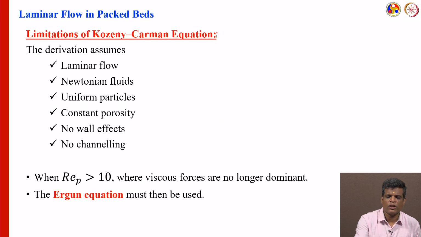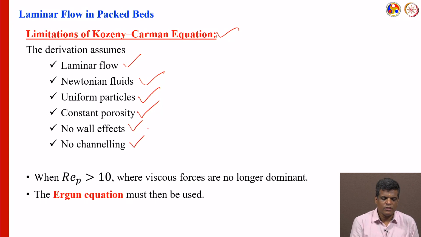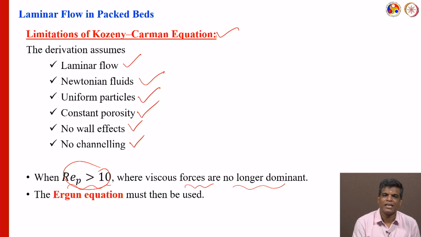So what are the limitations of the Kozeny Carman equation? It assumes laminar flow, Newtonian fluids, uniform particles, constant porosity, no wall effects and no channeling, because these are the derivation assumptions. When the particle Reynolds number is less than 10, viscous forces dominate. So far we used a Reynolds number less than 10, but when the Reynolds number is greater than 10, we have to go for the Ergun equation.